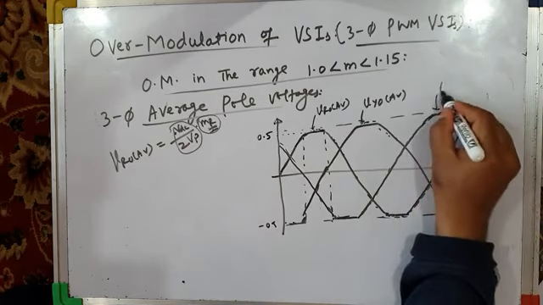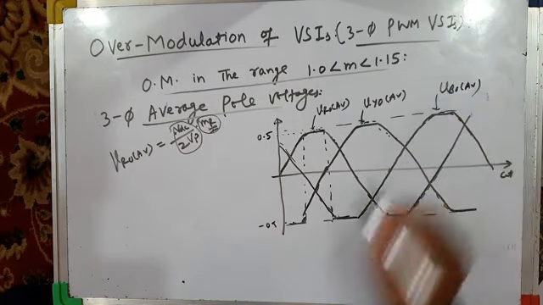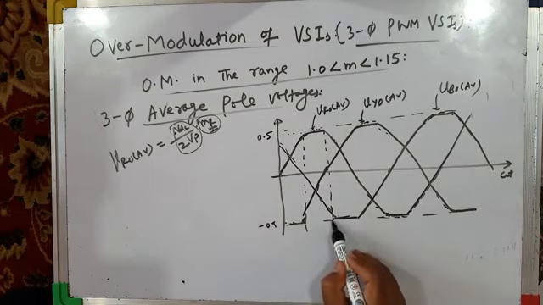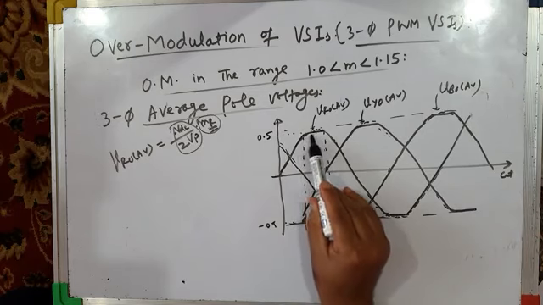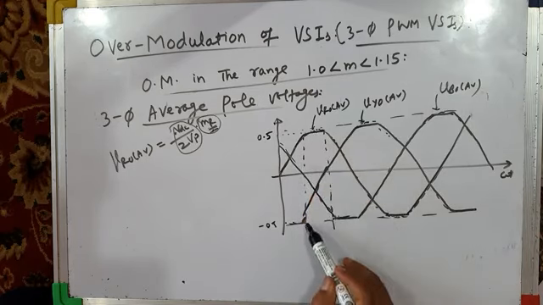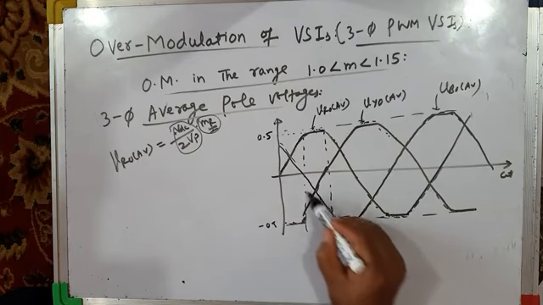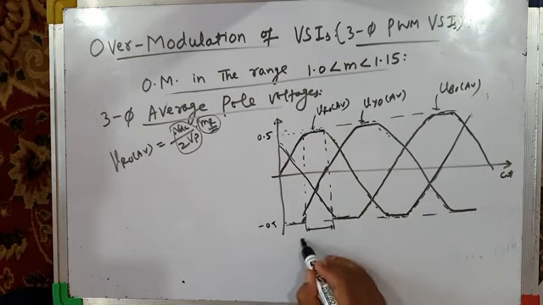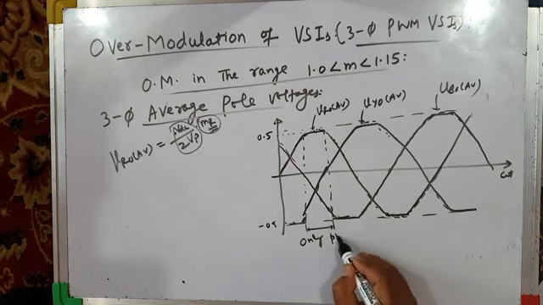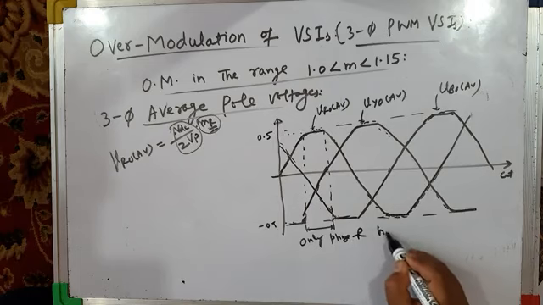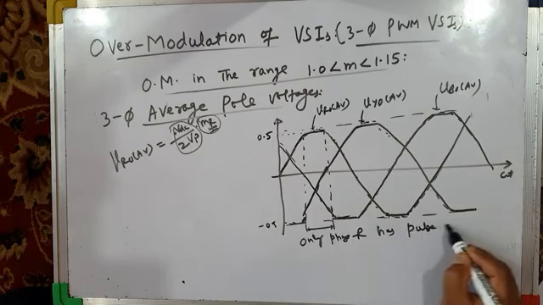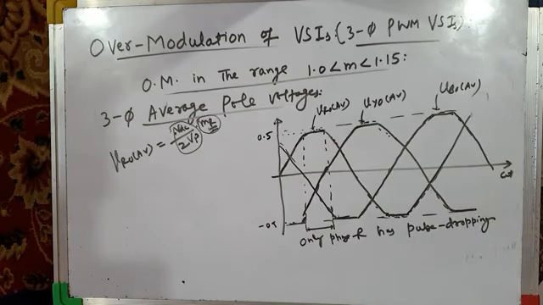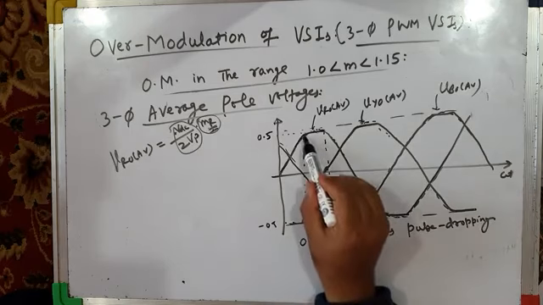This is VBO average, right? So you can see during this instant, during this region, only phase leg R is clamped to positive DC bus, whereas phase leg Y and phase leg B are switching. In other words, during this period, only phase R has pulse dropping. When a particular phase leg is clamped to positive DC bus or negative DC bus, there are no pulses, there is pulse dropping.